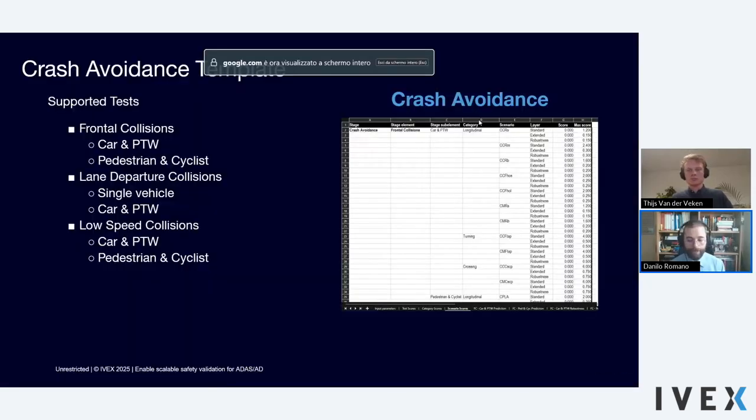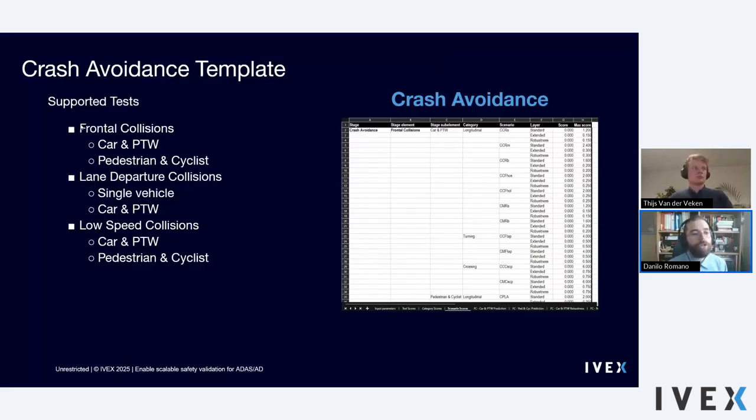Here in this slide, I'm just providing a summary of the information that I just showed. So the list of supported tests goes from frontal collision protocol, in particular current PTW, pedestrian, and cyclist. We also have lane departure collision and low speed collision contained in the same template, the crash avoidance template that we just generated. Now we have the description of the content of the generate template command.